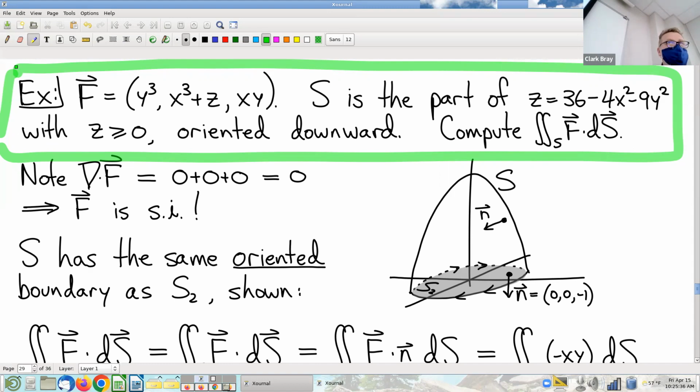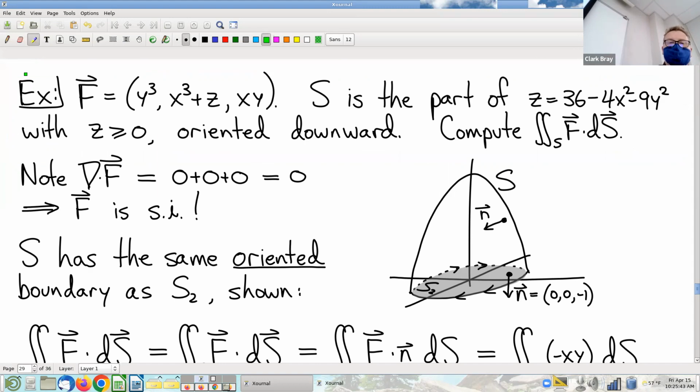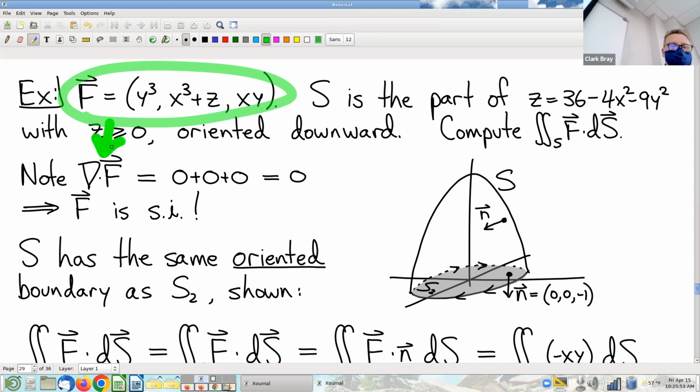3 of which I just enumerated. Now let me show you how the fourth tool here, our surface independence, is really going to help us out here. So in particular, we start by looking at our vector field in the hopes that it might be surface independent. I'm going to go ahead and compute the divergence of it.